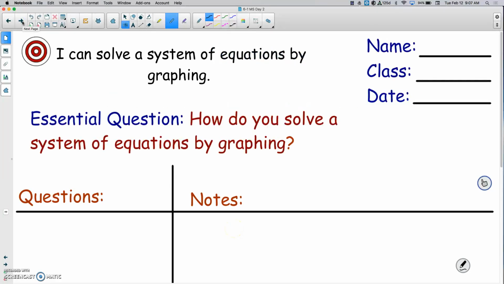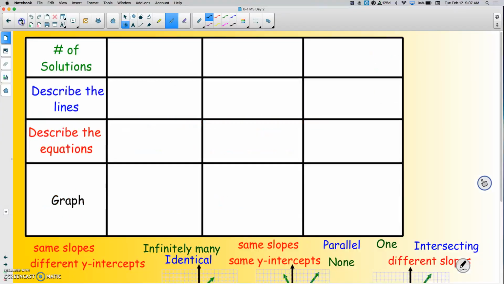Lesson 6-1. I can solve a system of equations by graphing is our learning target. And then our essential question is, how do you solve a system of equations by graphing? So we have already worked with 3 different types of systems.